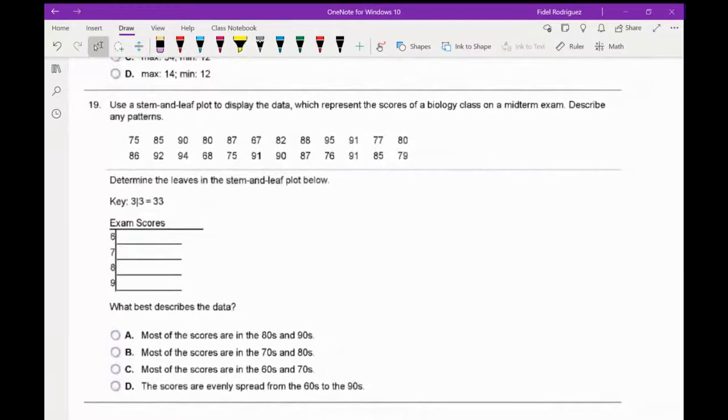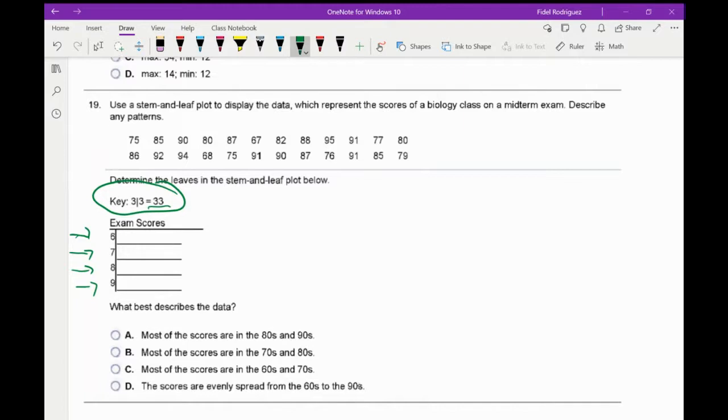Number 19 says, use the stem and leaf plot to display the data, which represent the scores of a biology class on a midterm exam. Describe any patterns. This piece right here is telling me what these numbers mean. When I have a 3 | 3, that's the same thing as the number 33. Notice we have scores in the 60s, 70s, 80s, and 90s. We're going to put these numbers in order.